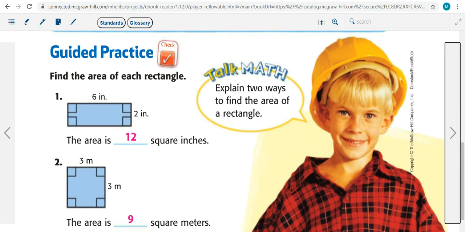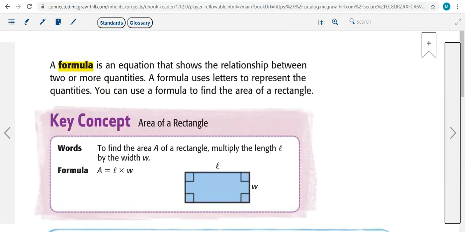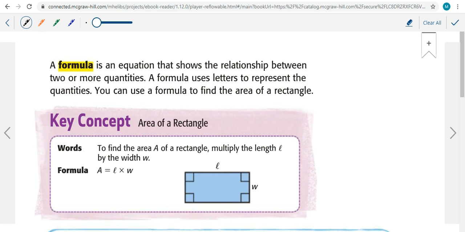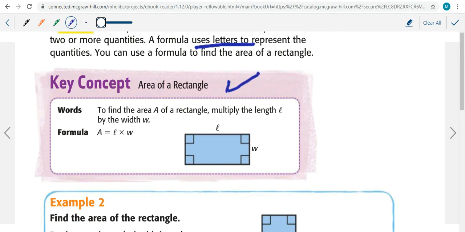Now, a formula is an equation that shows a relationship between two or more quantities. A formula uses letters to represent the quantities. You can use a formula to find the area of a rectangle. Now, this is very, very important. How do we find the area of a rectangle? Area of a rectangle is length times width. This is very important for you guys to know. Area of a rectangle, it's length times width.